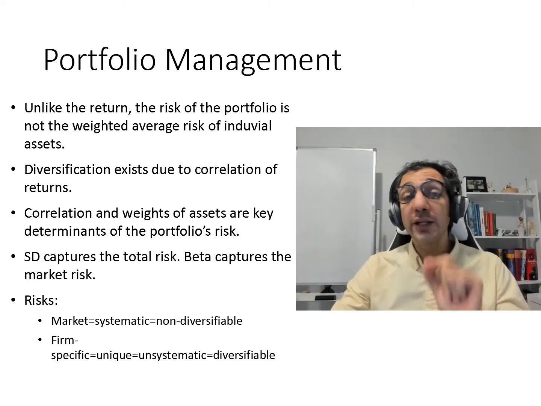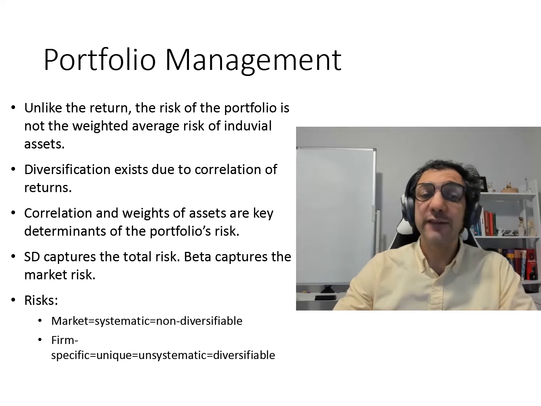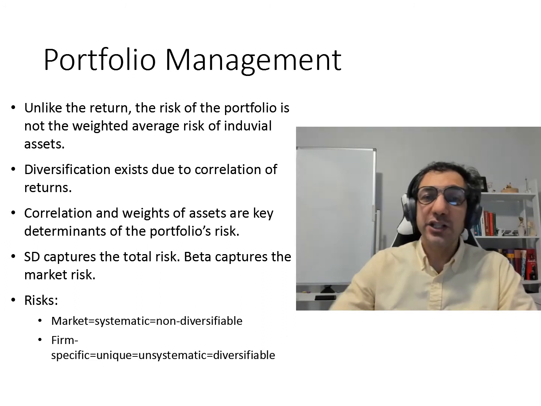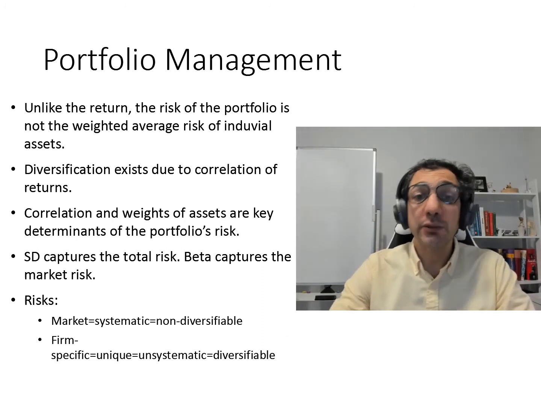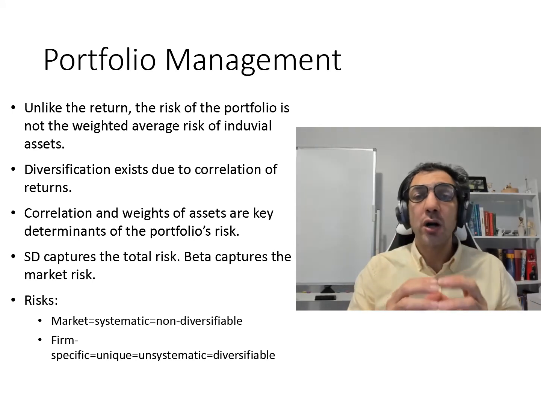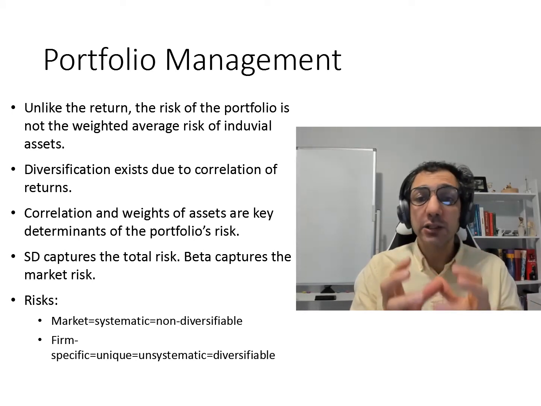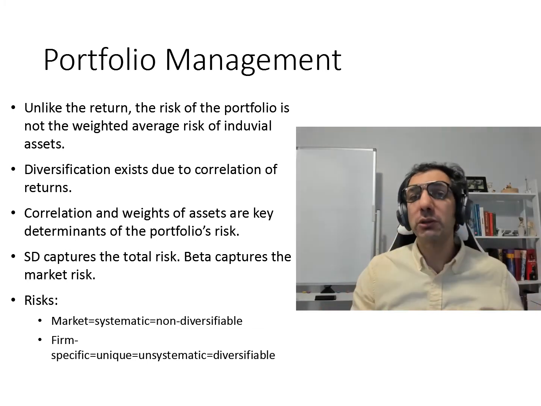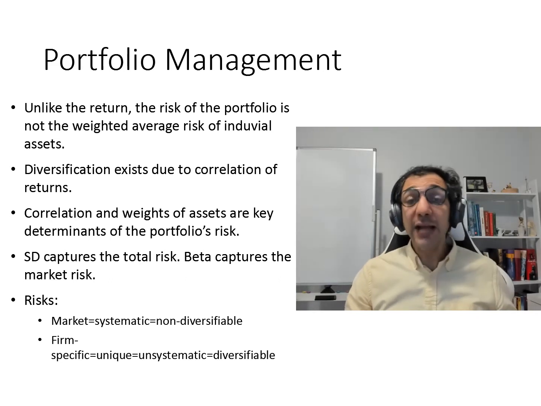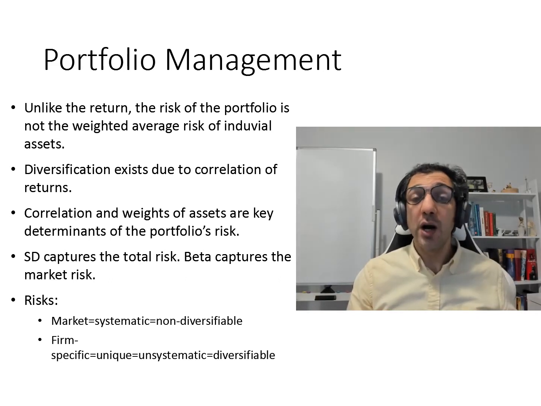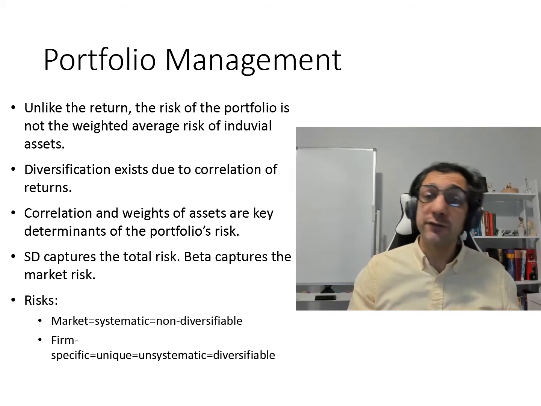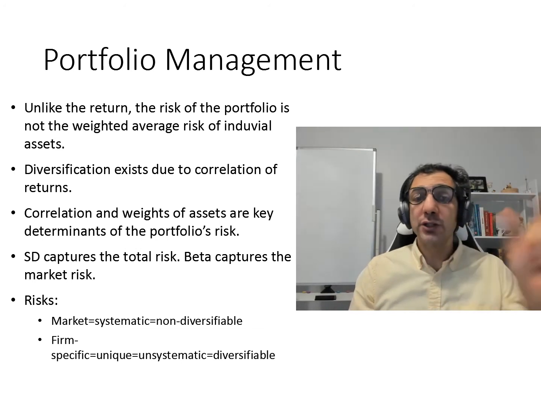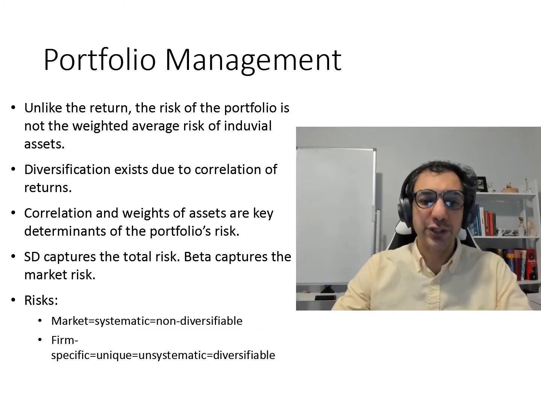We learned that unlike the return, the risk of the portfolio is not the weighted average risk of individual assets. And we mentioned that this is the case because of the correlation. Because two assets are moving together, they are related. So we should include the correlation coefficient when we calculate the risk of the portfolio. And actually, this is a positive note. Why? Because when we have this correlation, it helps us to diversify our portfolio. The correlation helps us reduce the amount of risk.